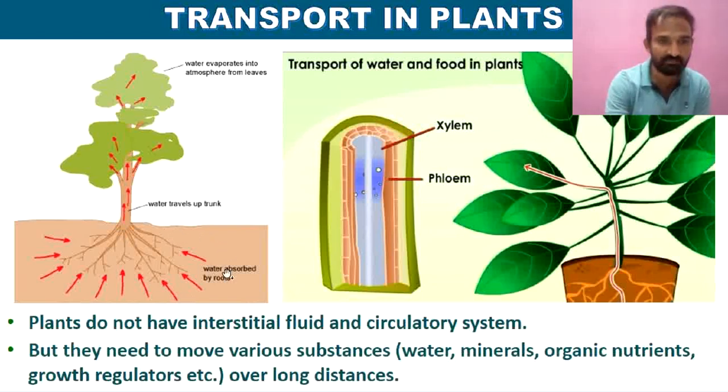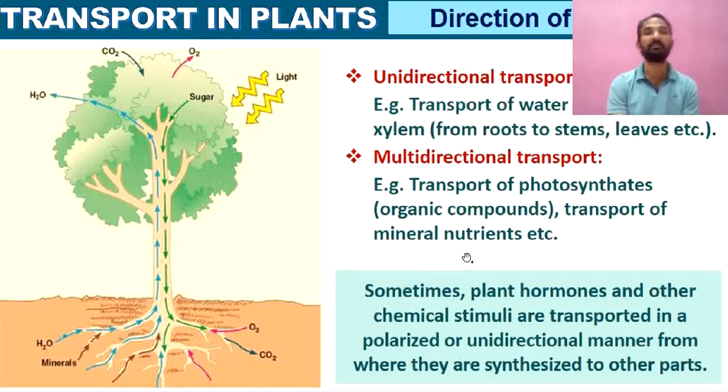The water is absorbed by the root system. After absorption of water by the root system, these water molecules move towards the trunk, that is the stem, and finally enter into the leaf. In transpiration the water is evaporated and reaches the atmosphere. Here the water is transported from one place to another place in the plant, which we will discuss here.